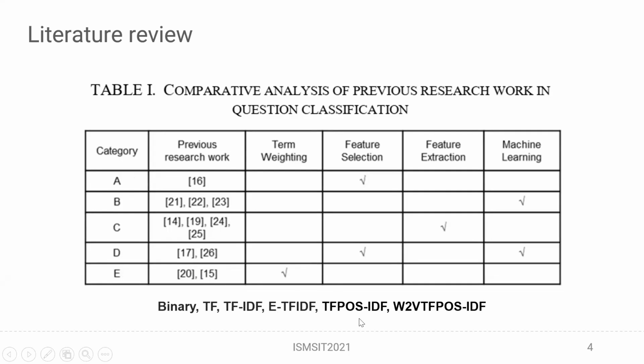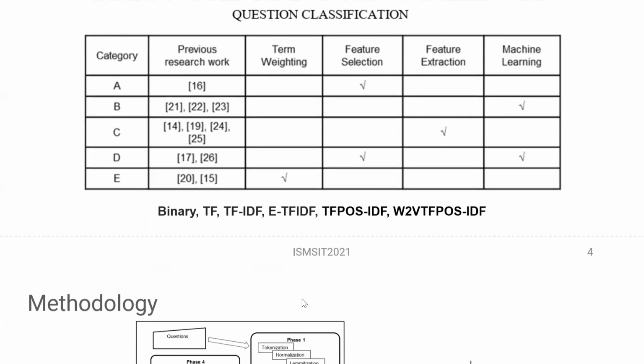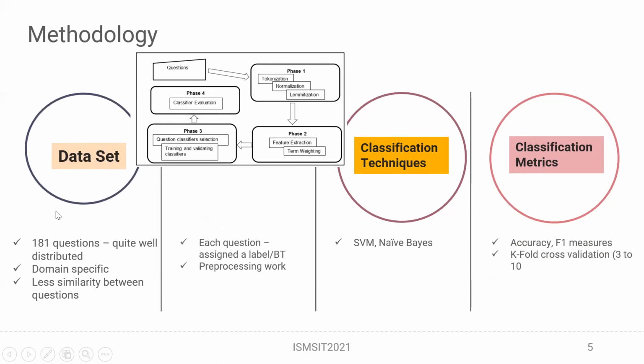So these are the improved term weightings for Bloom's taxonomy question classification. I compared binary TF, TF-IDF, ETF-IDF, and TF-PosIDF. So we do a comparison. Methodology, dataset: 181 questions. These 181 questions were taken from a previous researcher back in 2017, so that it will be reliable. These questions have already been used before.